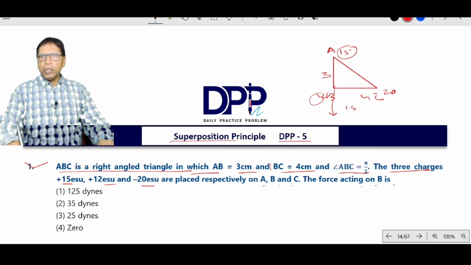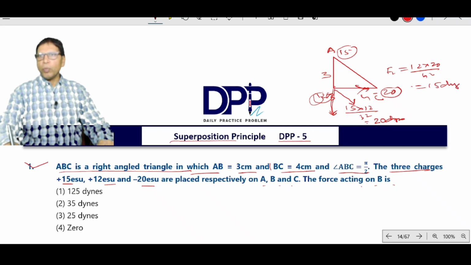15 into 12 divided by 3 square. This equals 5 into 2, so this is 20 dyne. Now, the 20 ESU charge attracts the 12 ESU charge by a force along this direction. Suppose this is F2, this is 12 into 20 divided by 4 square, so this is 15 dyne, no problem. Now this is 15 dyne, this is 20 dyne.